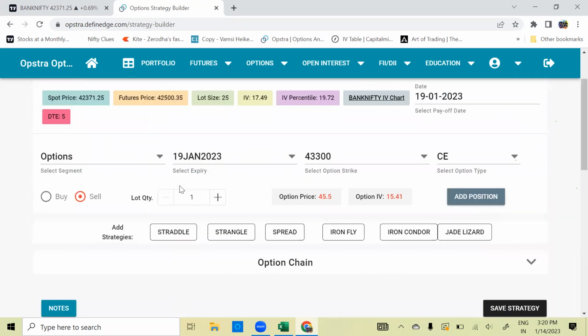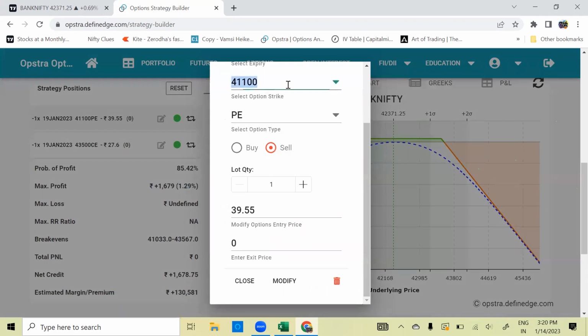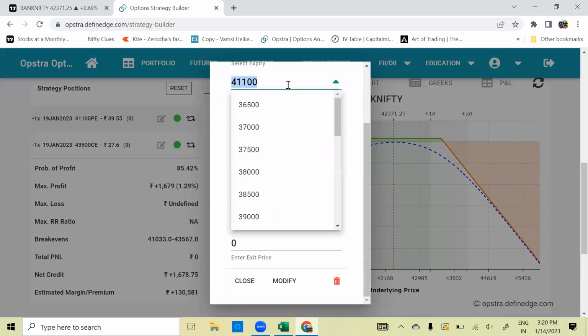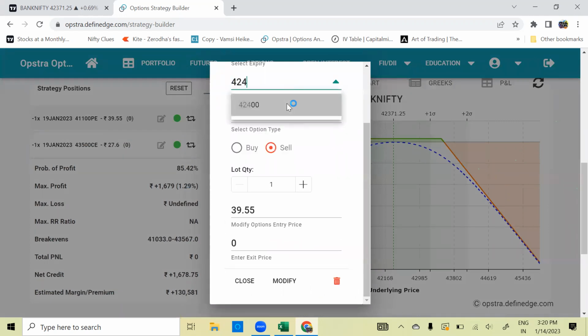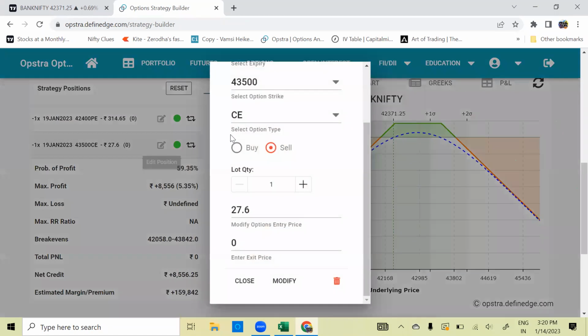So suppose now I go with 42,400, because the market is at 42,370, so I'm taking the 42,400 put option, one lot, and the 42,400 call option, one lot.